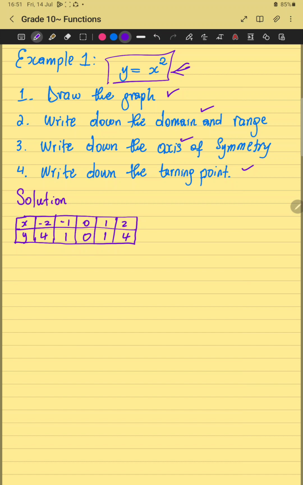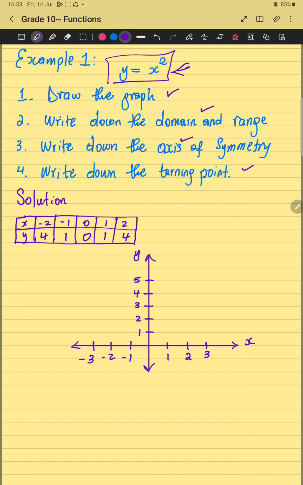Now I can start to draw the Cartesian plane. This is how you draw the Cartesian plane, and then you can start to sketch. When x is -2, y is 4. Just this is the point. And when x is -1, y is 1. When x is 0, y is 0, and when x is 1, y is 1. You just put them here. And when x is 2, y is also 4. And then from here you join.